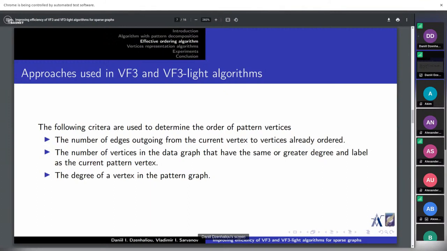The following criteria are used. The next vertex of the pattern to be processed is determined by the following criteria: the number of edges outgoing from the current vertex to a vertex already ordered, the number of vertices in the data graph that have the same or greater degree and the same label as the considered pattern vertex, and the degree of the vertex in the pattern graph.